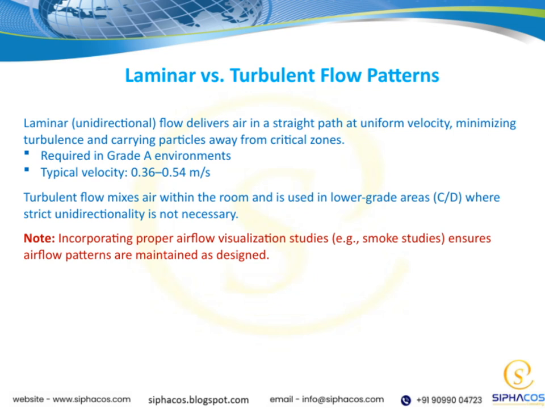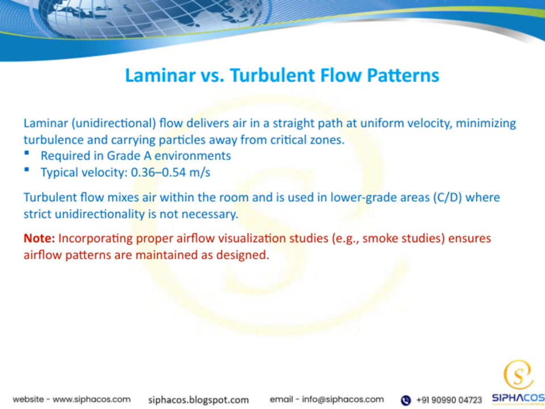Now, contrast this with turbulent flow. Turbulent air mixes more within the room, which can be beneficial in lower-grade areas, like C or D environments. In these spaces, strict unidirectionality isn't as critical, so mixing air helps with temperature control and air distribution overall. It's also important to highlight that, to ensure these airflow patterns are working as intended, we often use airflow visualization studies, like smoke studies. These help verify that the airflow remains true to the design, which is crucial for maintaining the integrity of the environment.